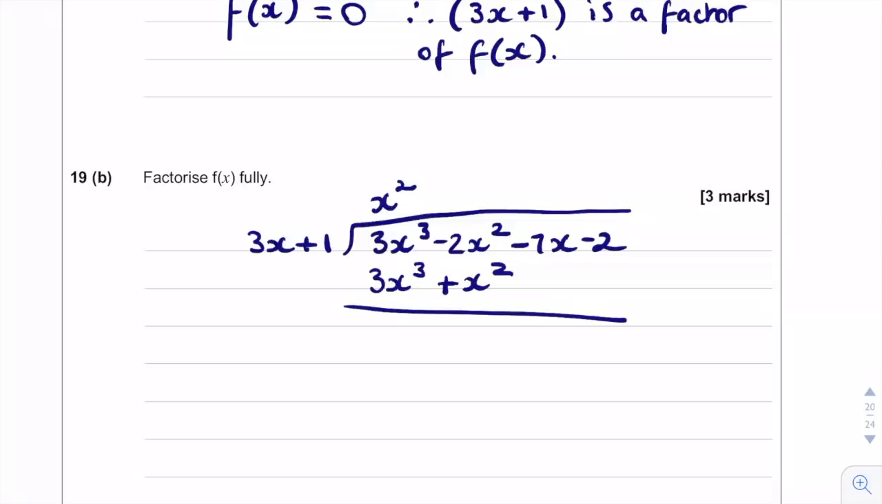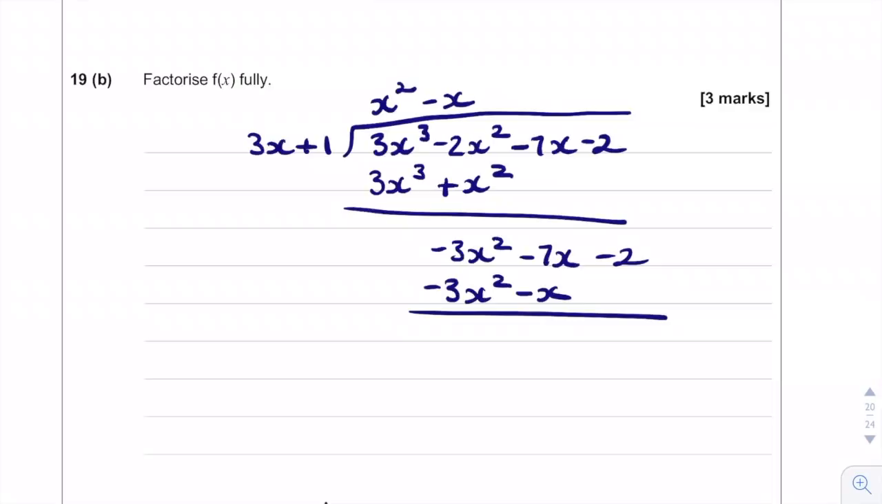So we do 3x cubed minus 3x cubed, that's 0. And then we've got minus 2x squared minus x squared, which is minus 3x squared. And then we bring down the minus 7x and the minus 2. And then we say that minus 3x squared divided by 3x is minus x. And then we do minus x times minus 3x, which is minus 3x squared. And then minus x times minus 1, which is just minus x.